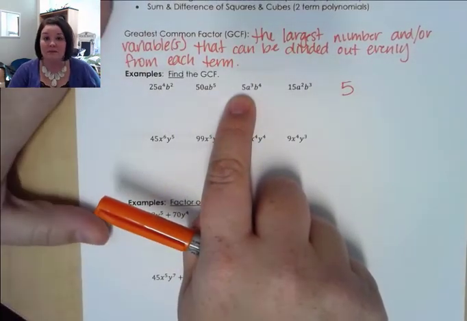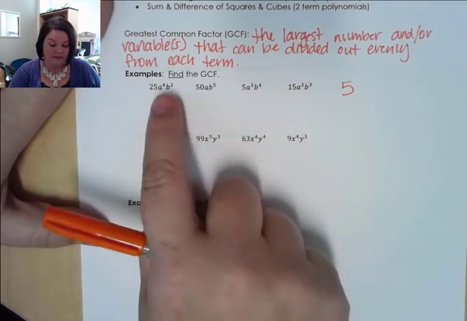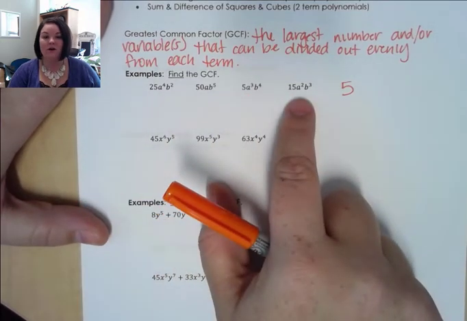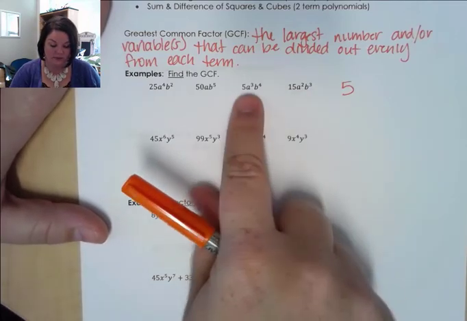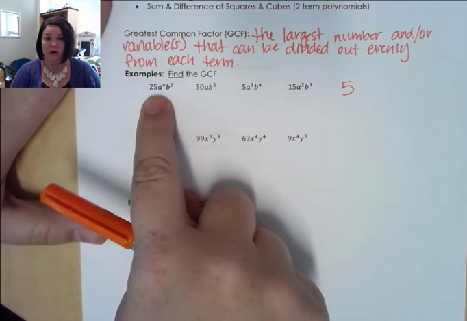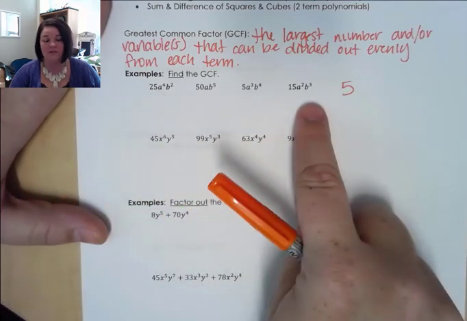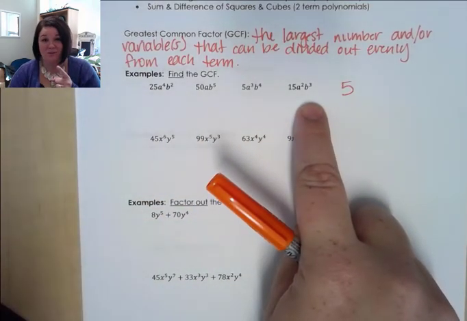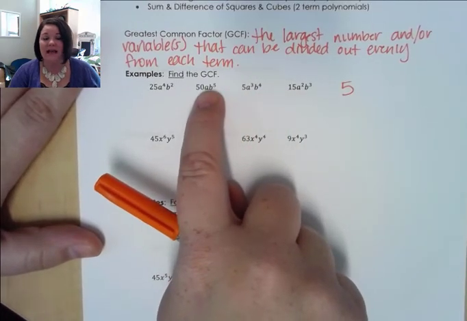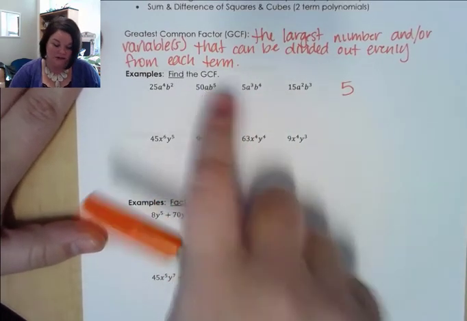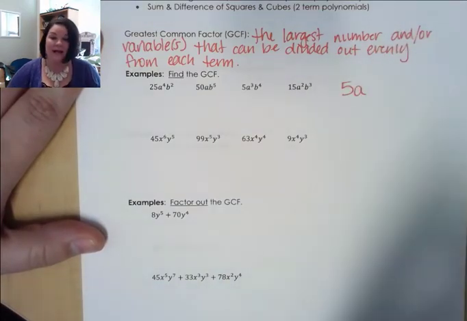Then I look at my variables. So I look at my A's. Notice they all have an A. I want to know how many A's they all have in common. Well, this one has 2, this one has 3, this one has 1, and this one has 4. So the most that all of them have in common would just be 1, because once I take the 1 A out of this one, it doesn't have any more A's to have in common. So that means I can only say they have 1 A in common.